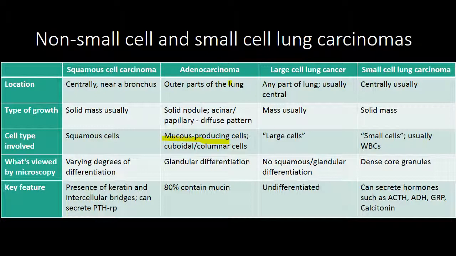Key features which may help distinguish these carcinomas from each other include the presence of keratin and intracellular bridges. In addition, these squamous cell carcinomas can also secrete parathyroid hormone-related peptide, which might lead to hypercalcemia in that patient. 80% of adenocarcinomas contain mucin, which is a glycoprotein constituent of mucus.